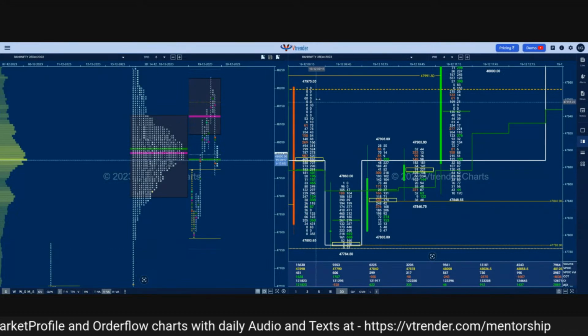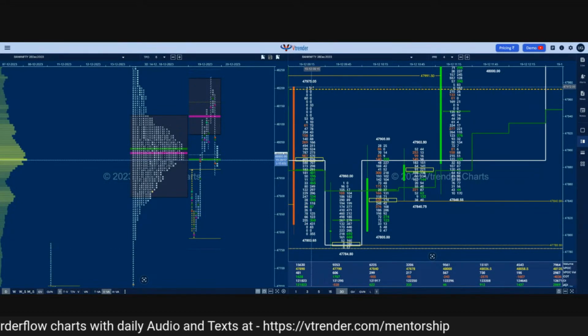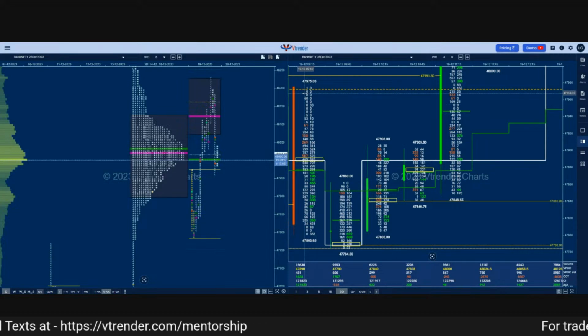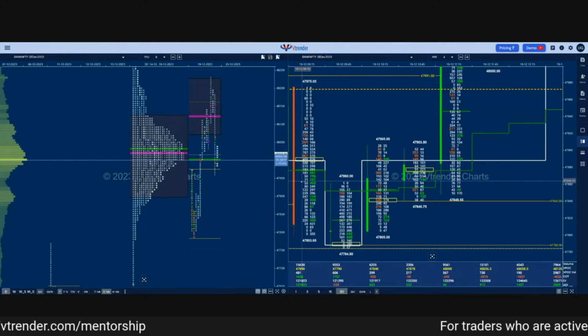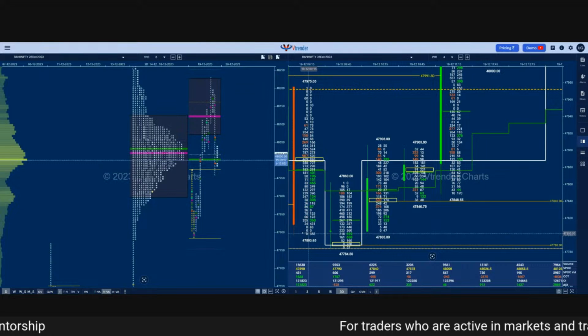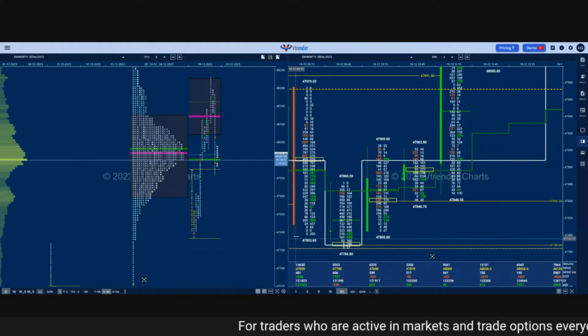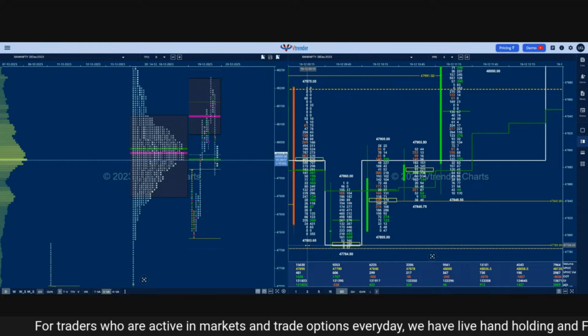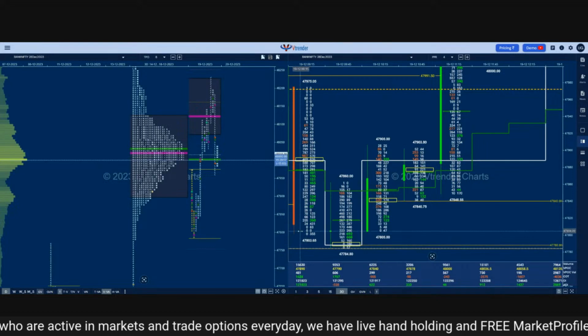So in the order flow, you can see there was no demand at the open. We have zeros on the buy side, which is why we went down looking for demand. And again, here we have zeros on the sell side in the A period. So that is giving you an indication that the supply is kind of drying up.